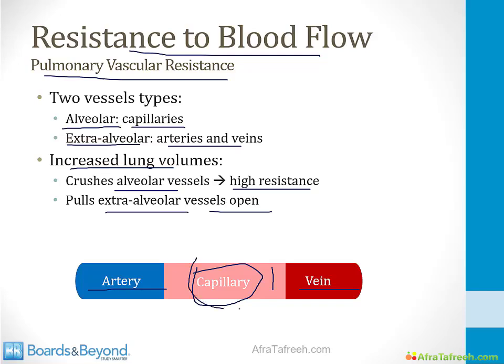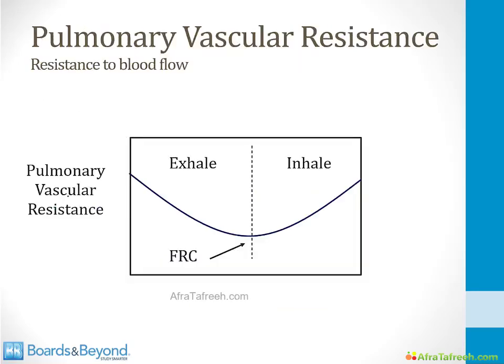The capillaries tend to want to have less air, and the arteries and the veins tend to want to have more air. The two can't both be happy, so our resistance goes up and down as air comes in and out during the respiratory cycle. And it turns out that if you plot the pulmonary vascular resistance, the resistance to blood flow during the respiratory cycle, you find that it is at its minimum at the FRC.